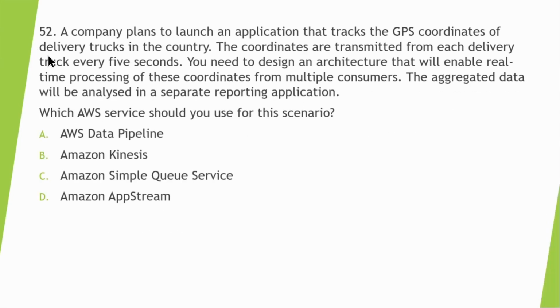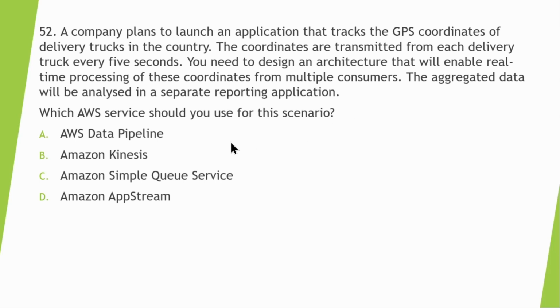Next question. A company plans to launch an application that tracks the GPS coordinates of delivery trucks in the country. The coordinates are transmitted from each delivery truck every 5 seconds. You need to design an architecture that will enable real-time processing, mark my words, real-time processing of these coordinates from multiple consumers. The aggregated data will be analyzed in a separate reporting application. Which AWS service should you use for this scenario?